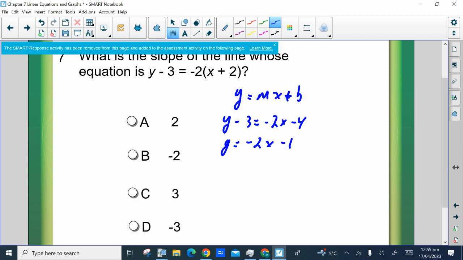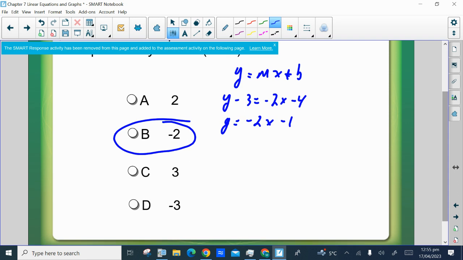So Cherry, what's the slope of that line? That's right, because it's in slope-intercept form. M is the number in front of the x. That tells you the slope. Negative 2 is the slope.